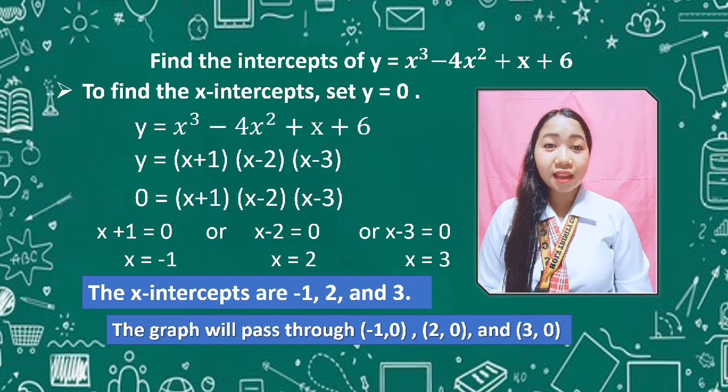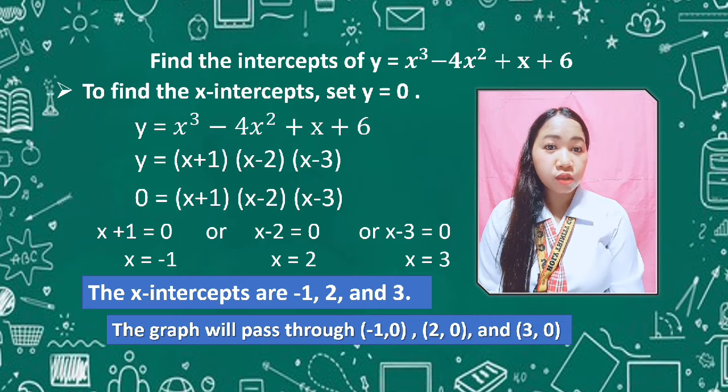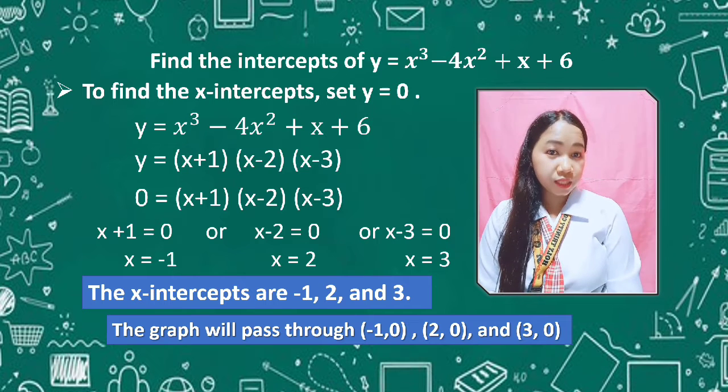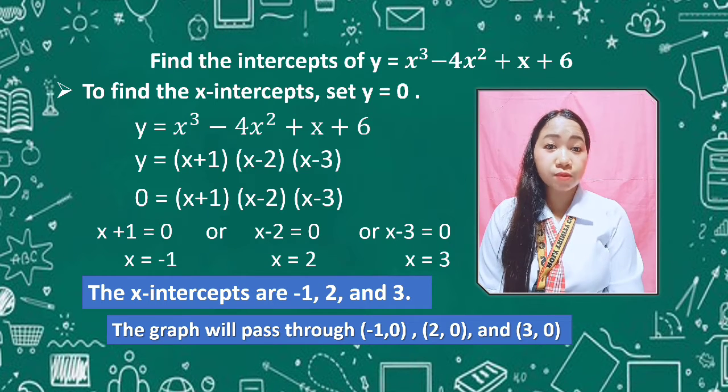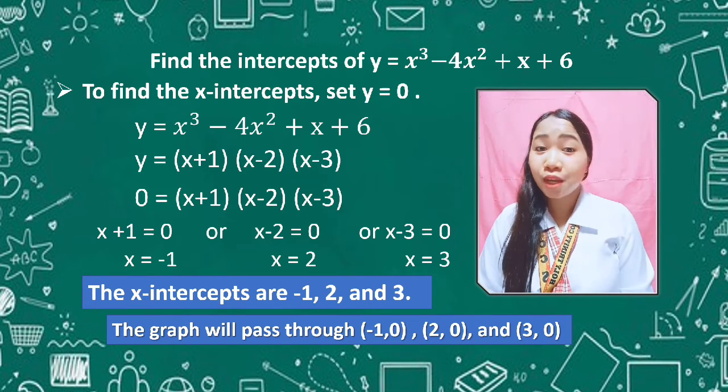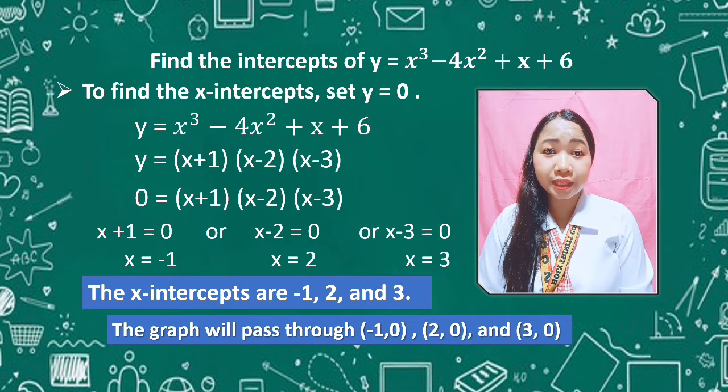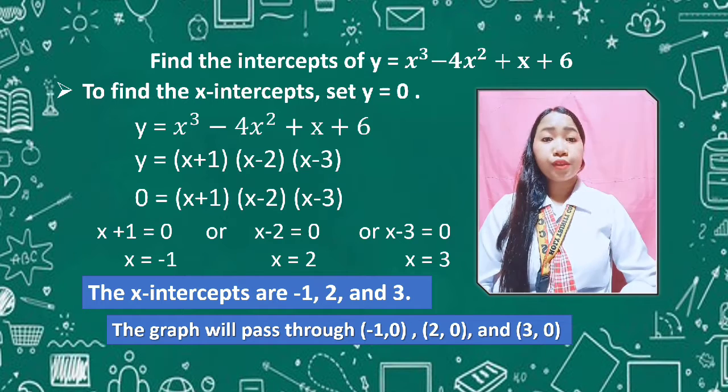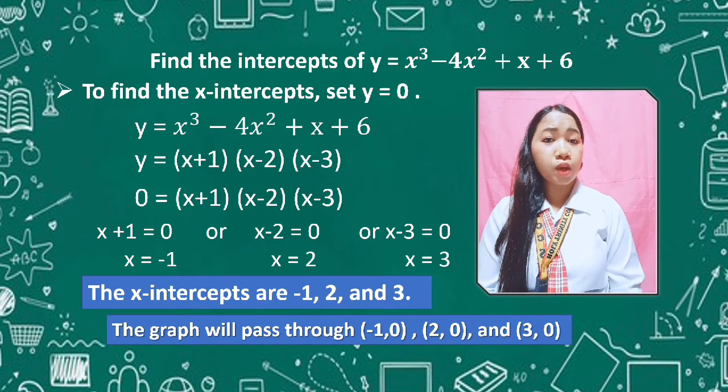So now, let us change y to 0. So, we will have 0 equals x plus 1 times x minus 2 times x minus 3. Now, using the zero factor property, let us equate each factor to 0 to determine x. Therefore, by transposition, we have x equals negative 1, x equals 2, x equals 3.